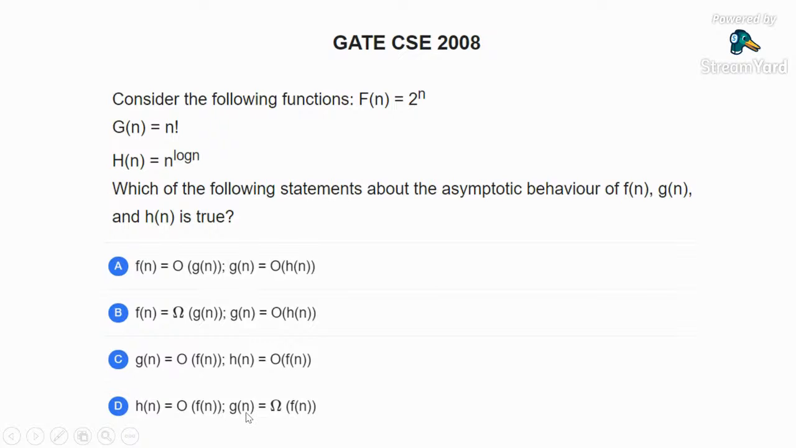So the correct option is that g(n) is larger as compared to f(n). So g(n) can be rewritten as omega of f(n). So the final option is D here. You can note here h is order of f because h is smaller and f is larger. g is omega of f, so g should be larger and f should be smaller. So the correct option is D here.